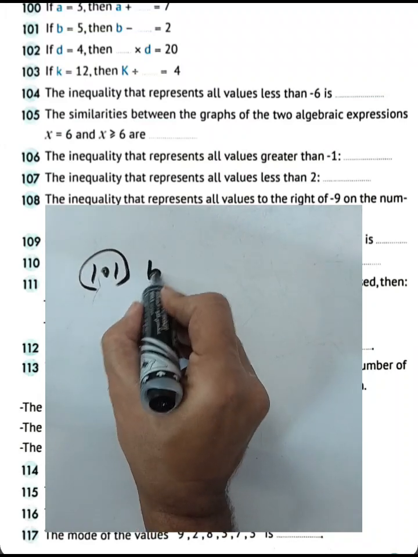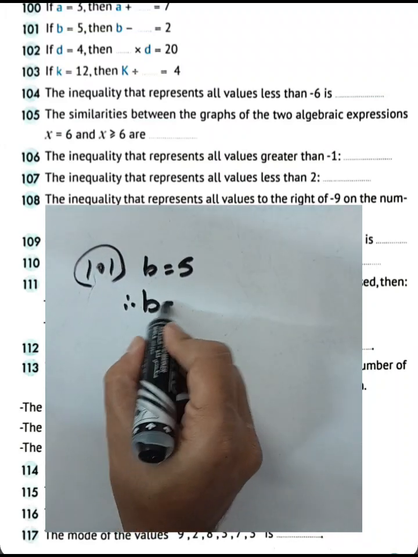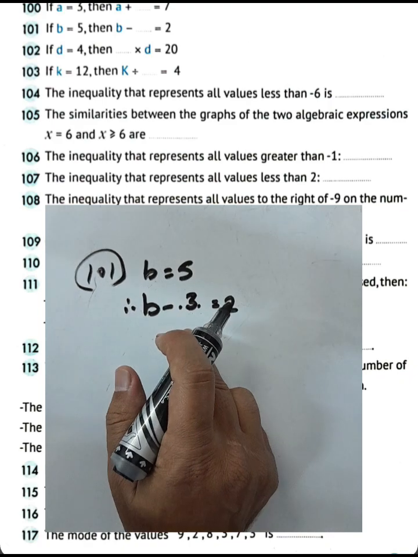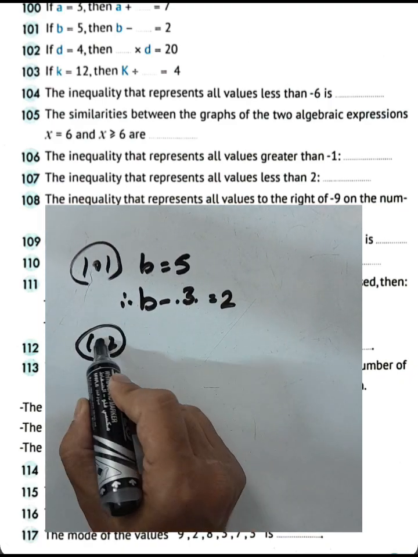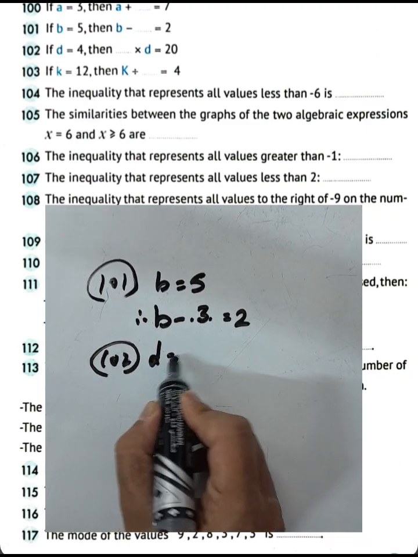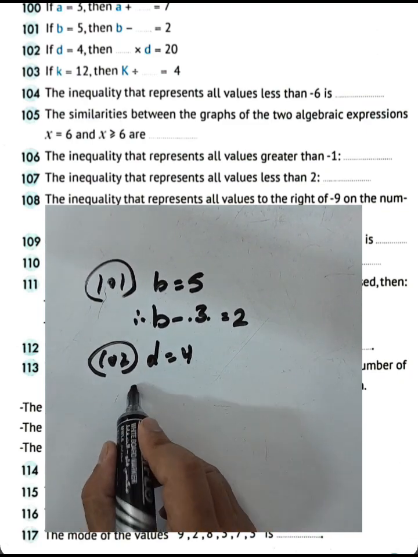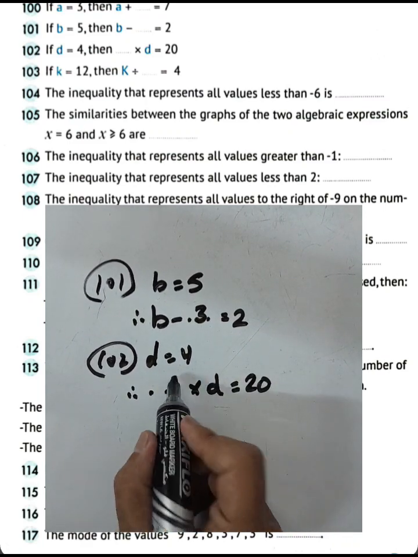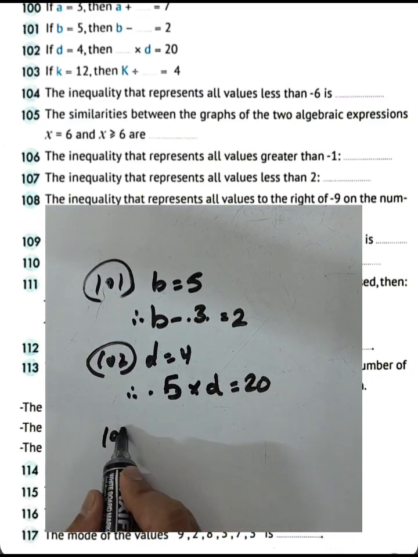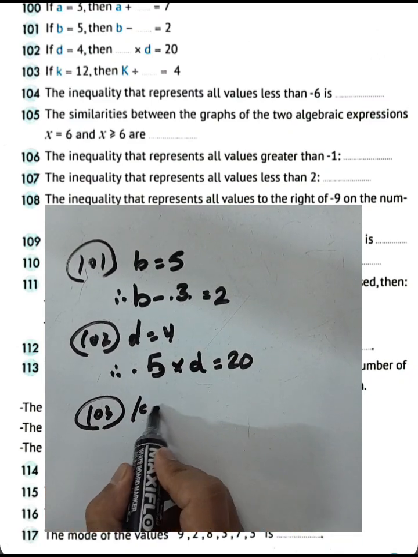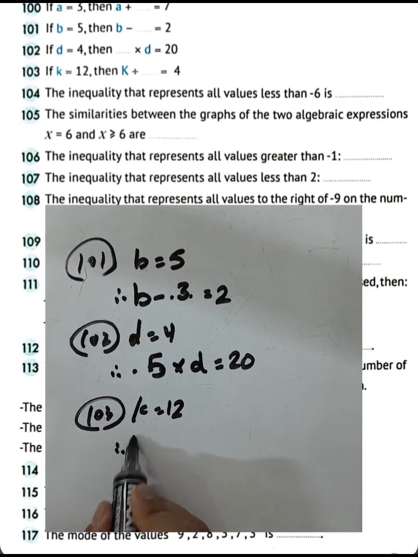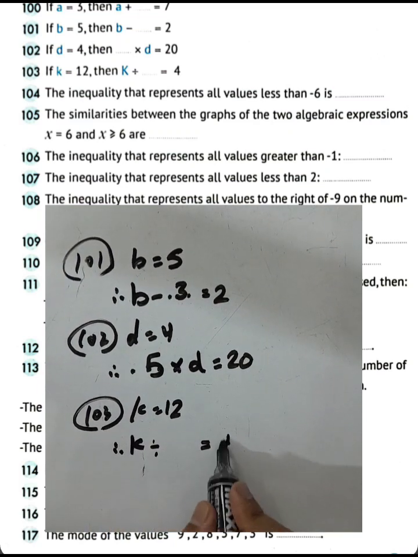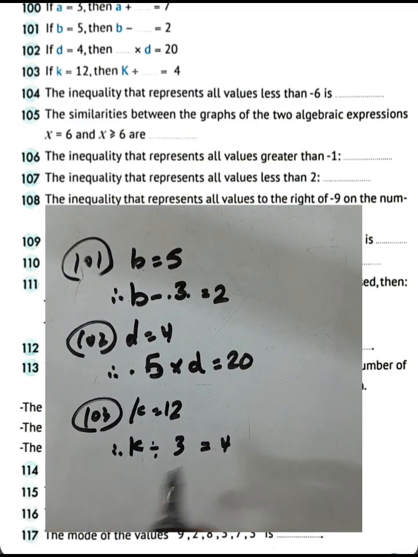If b equals 5, then b subtract space equals b minus 3 equals, write 3 in the space. Question 102. If d equals 4, then space multiplication by d equals 20. We know 4 times 5 equals 20, then 5d equals 20. Next question, if k equals 12, then k plus space equals k divided by space equals 4, k divided by 3, because 12 divided by 3 equals 4.